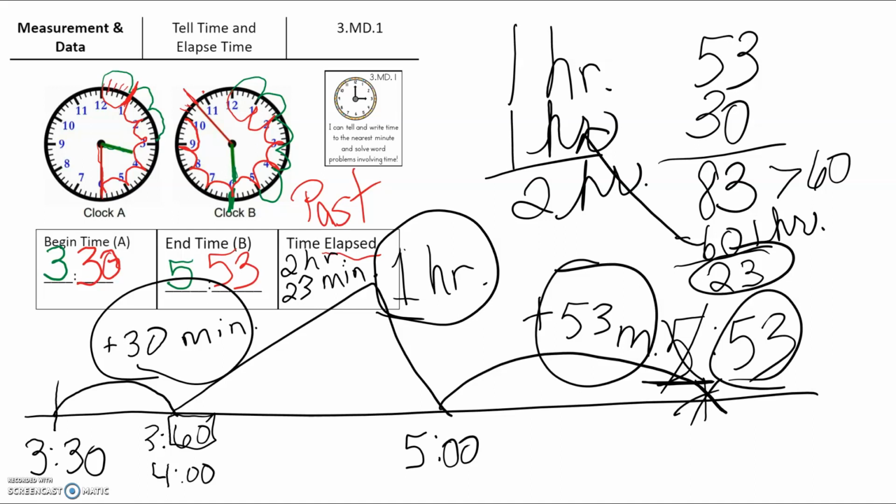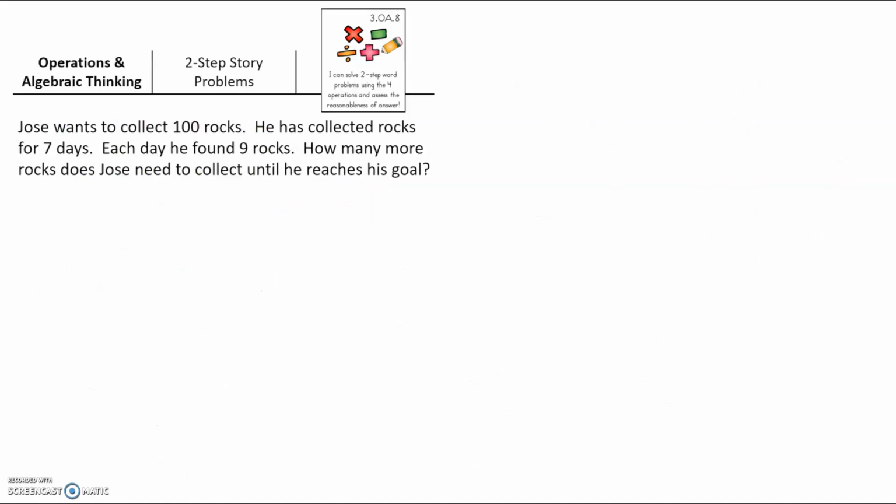Let's move on over to our two-step story problem. When I do two-step story problems, we like to use a strategy called read. And then we draw the picture and write an equation. And then we write our answer in a complete sentence, including our labels.